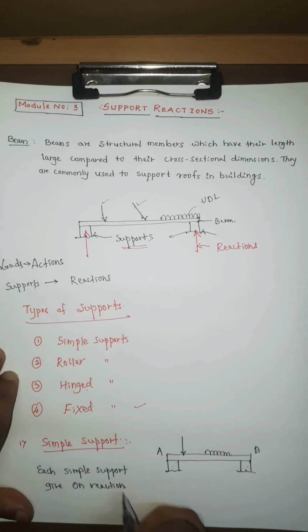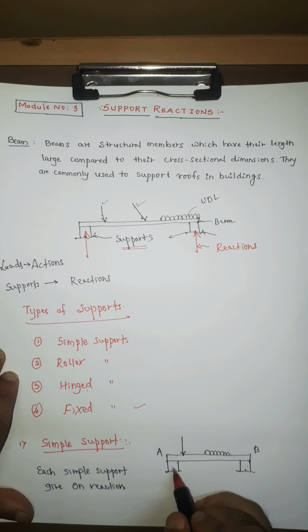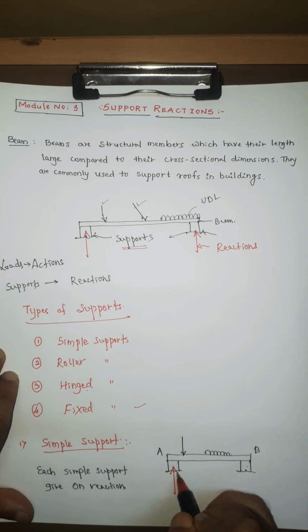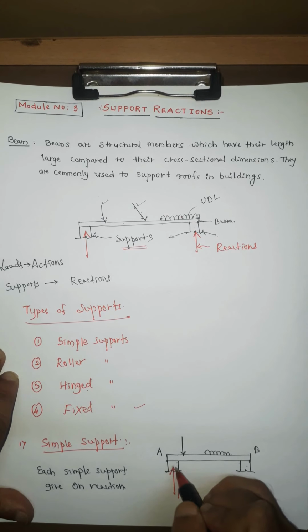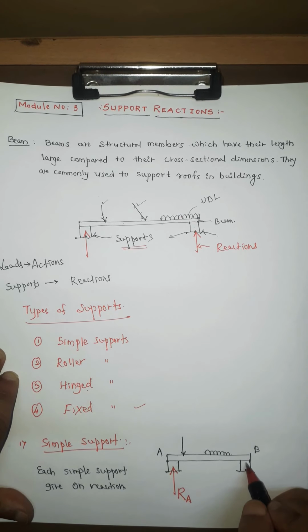Each simple support is going to give one reaction. Suppose this is a simple support, it will give a reaction, and I'll write it as reaction RA, meaning reaction at A, that is at point A. So even if it is a simple support, it gives one reaction.